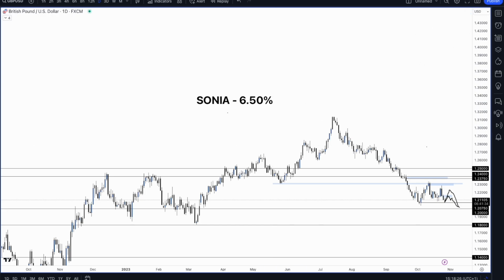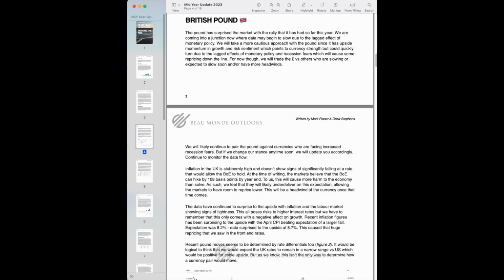Now, I just want to quickly show us our outlook, our mid-year outlook. We made that around June-ish, I think around the middle of June, 10th of June, something like that. We put our reasons for the pound there. So let's read through that, and we'll also show you when we saw that switch and why the markets went massively bearish the pound. So this is our mid-year update.